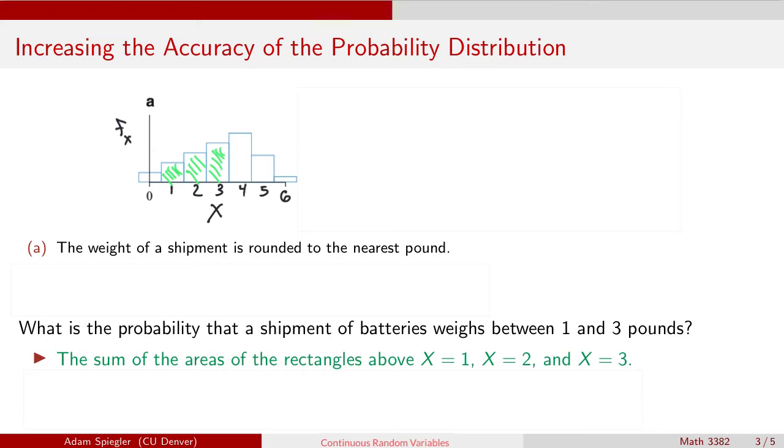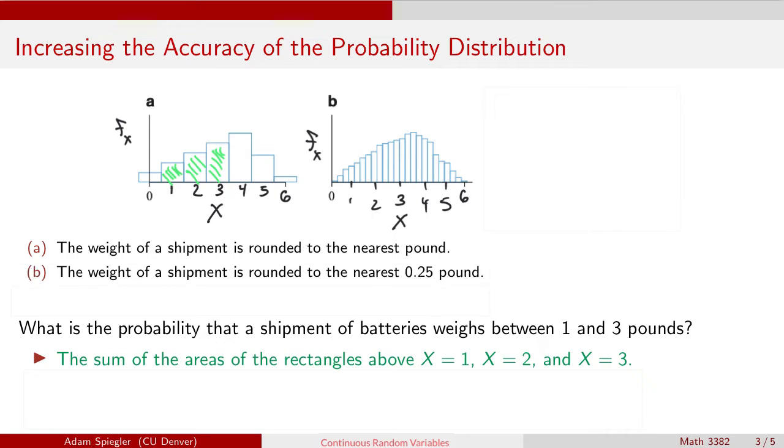When we are measuring things, however, such as the weight, we can make this more accurate. For example, I could choose to measure the shipment not to the nearest pound, but say to the nearest quarter pound, and then we would have more rectangles that are more narrow.